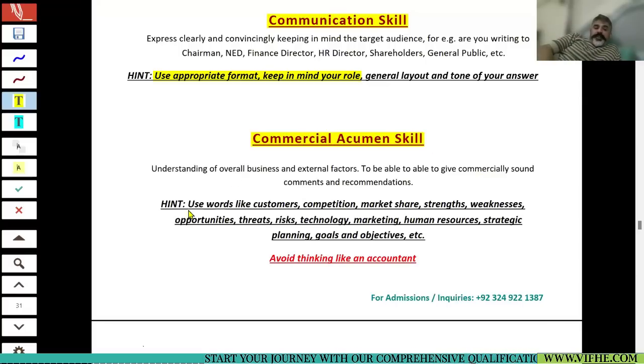Okay, so you can use words like customers, competition, market share, strengths, weakness, opportunities, threats, risks, technology, marketing, HR, planning, goals, objective. All these are business related words. When you talk about these, automatically you will get commercial acumen. All right, guys, any questions on commercial acumen? I don't want to hear that we don't know commercial acumen. You know it.